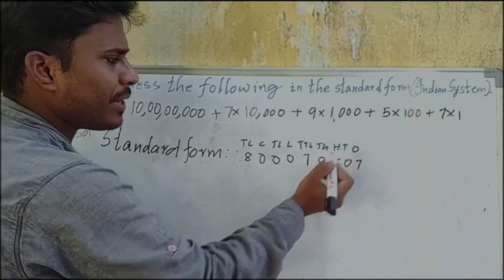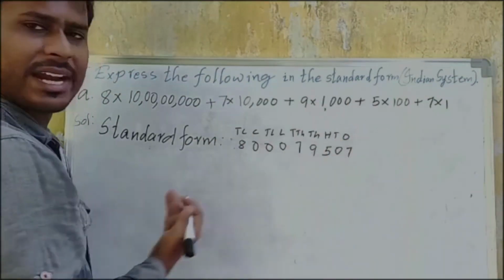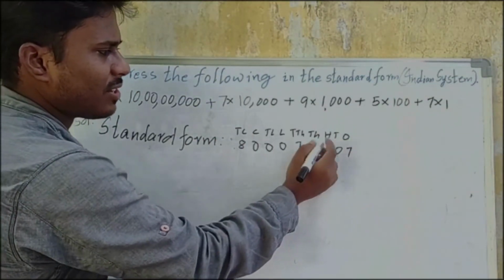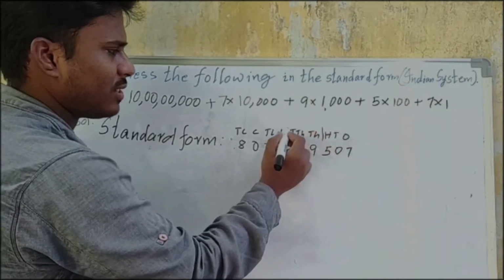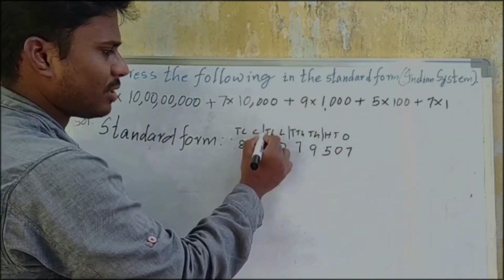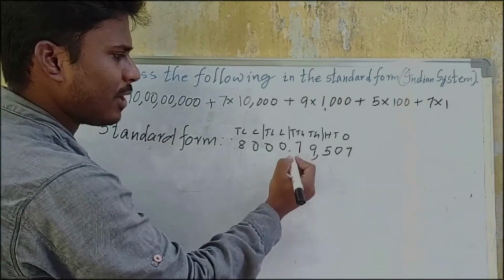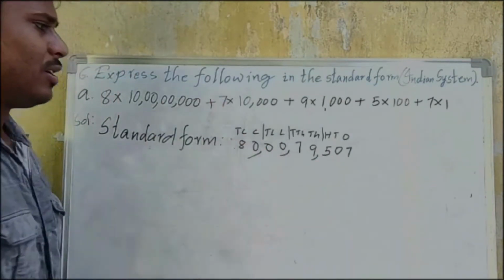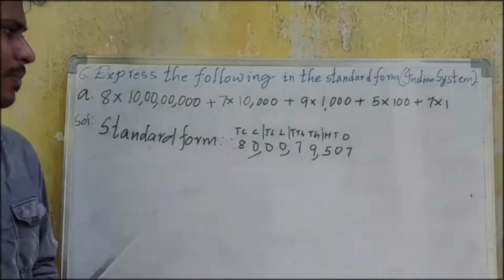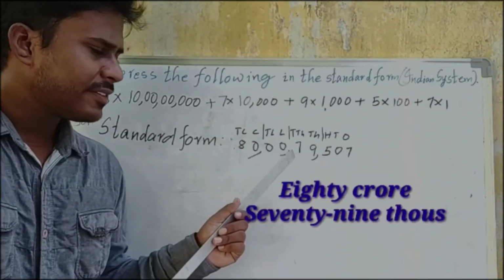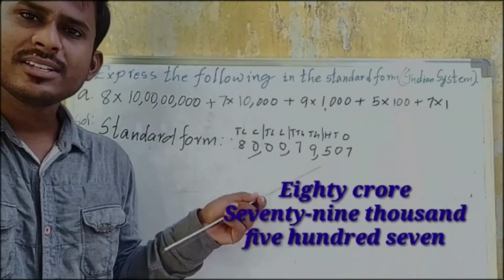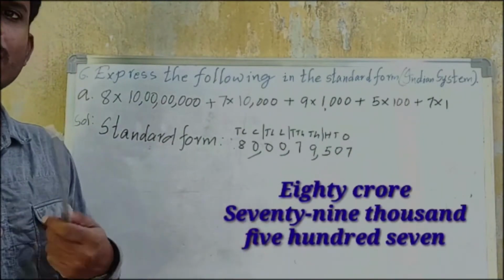And see, according to the periods, let us insert the commas from the right hand side. Ones, tens, hundreds. Insert the commas. Okay. Comma, comma, comma. So what is our answer? 80 crore 79,507. Okay. Let us go for the next bit.